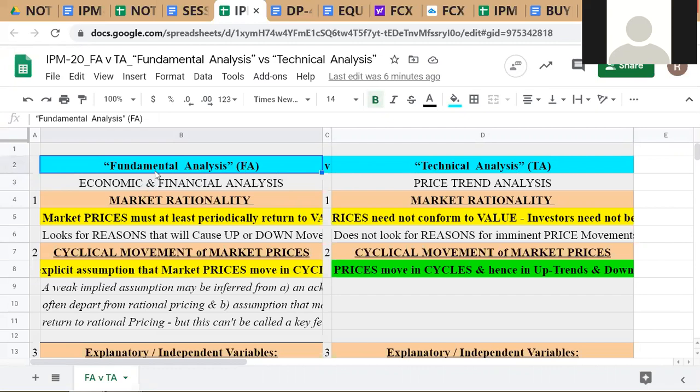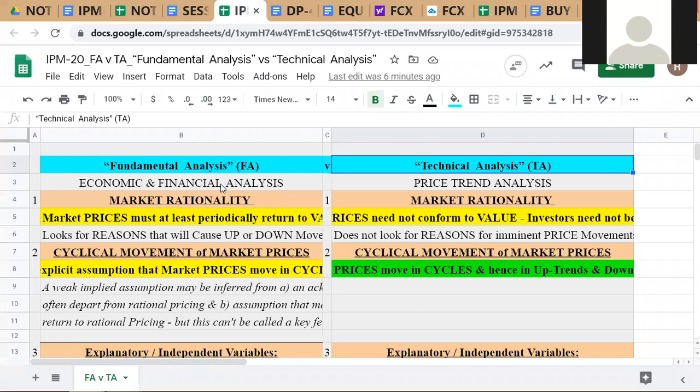Fundamental is a very general term. Technical is also a very general term. In fact, in the IT business, there is a job description called technical analyst. So when you see job ads for technical analyst, it may not relate to financial markets, it may relate to IT. So this also, what is technical? Technical is a very general term. So these are bad terms, but this is what industry uses.